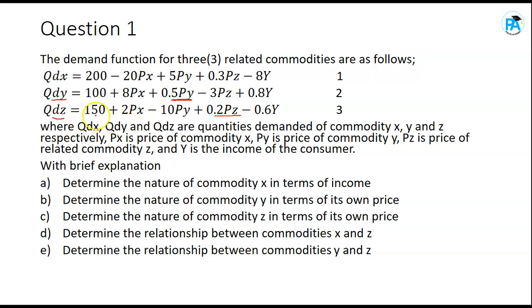If another question had asked you for commodity X in terms of its own price, look at commodity X and its price. What is the relationship between them? It's a negative relationship, isn't it? So since it's a negative relationship, it follows the law of demand. So you are going to say it's an ordinary good. Okay, it's an ordinary what? Good. Don't forget that. The one that respects the law of demand is an ordinary good. Okay, don't forget that. So let's proceed to questions D and E.